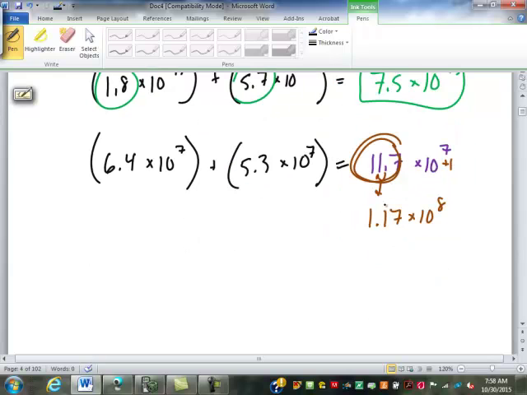Basically, you can look at this as 1.17 times 10 is 11.7. So we took this 10 out of the 11.7 and combined it with the 10 to the 7th to make 10 to the 8th. Does that make sense? That's the long way about it.